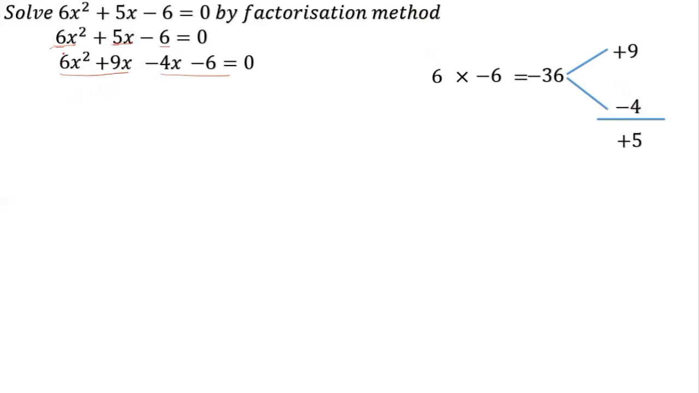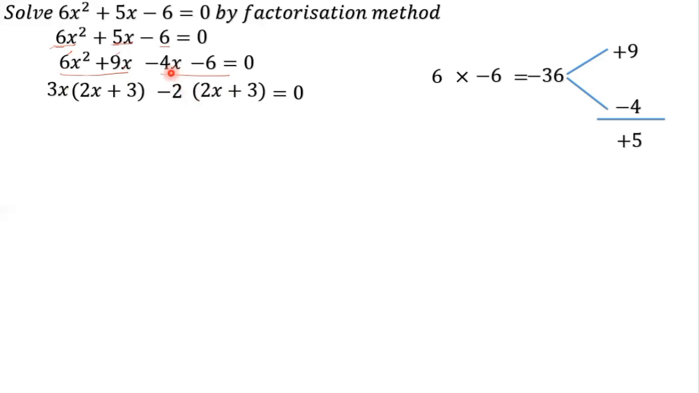Now in the first group, in 6x square and 9x, take the common term outside. 6 and 9 are divisible by 3. In x square and x, x is common. So take 3x outside. Then remaining is 2x plus 3. In minus 4x and minus 6, both are divisible by 2. So minus 2 outside, then inside the bracket 2x plus 3.